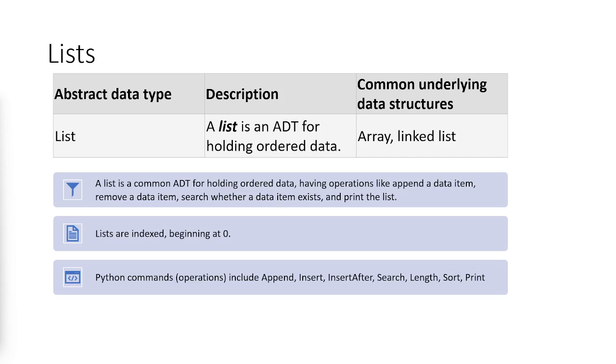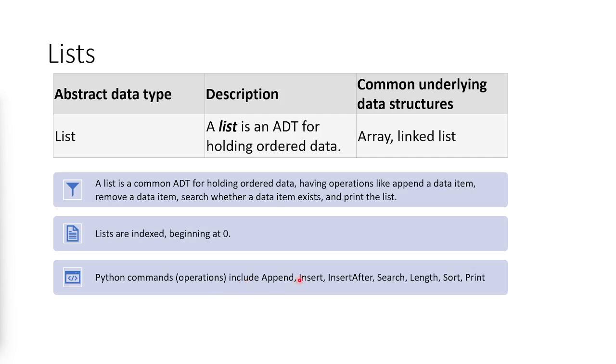The list is likely to be implemented using the underlying data structure of an array or a linked list. Lists are indexed beginning at 0, and it's all about holding ordered data. They have operations such as append a data item, remove a data item, or search whether a data item exists. You can even print. We're talking about how these things simplify life.